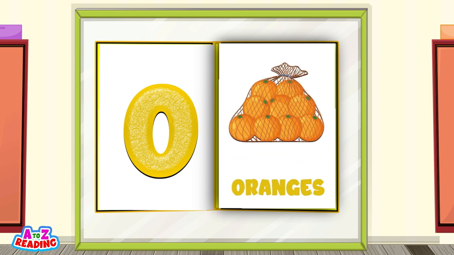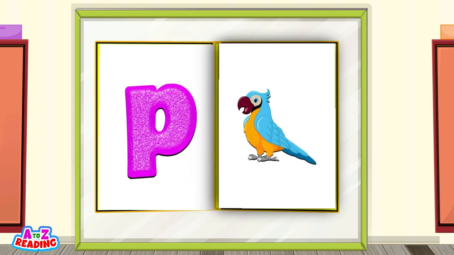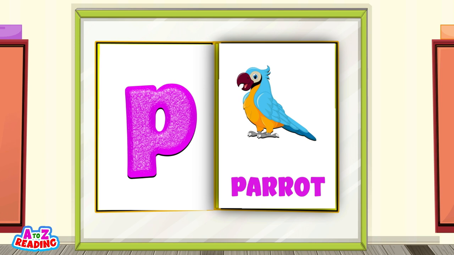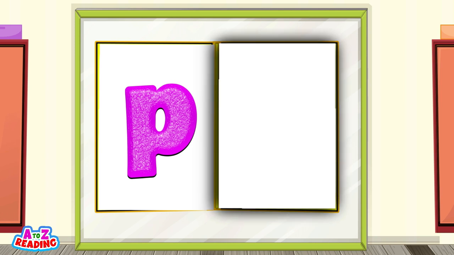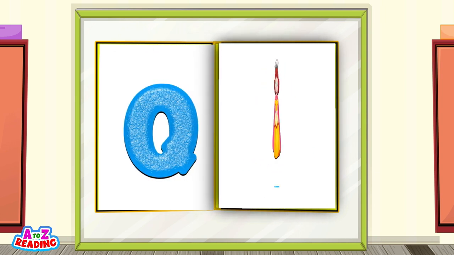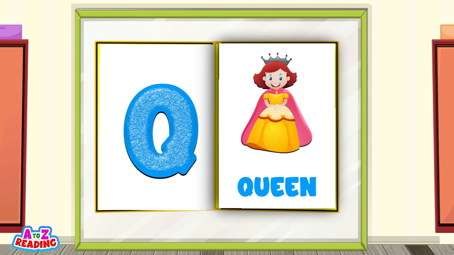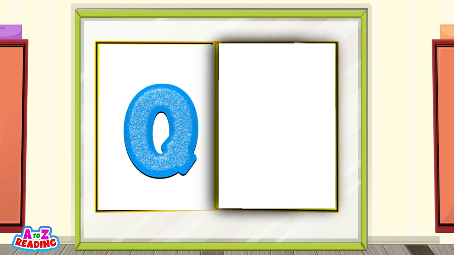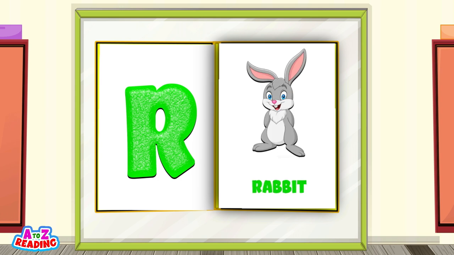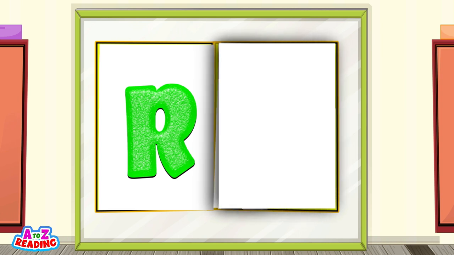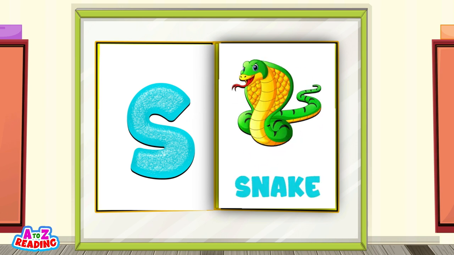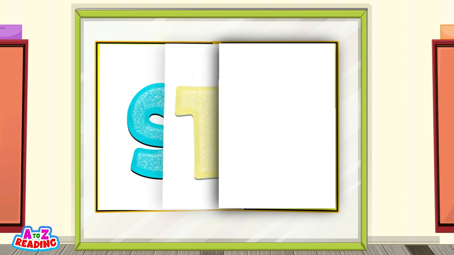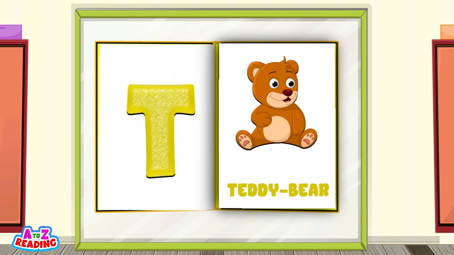O is for oranges. P is for parrot. Q is for queen. R is for rabbit. S is for snake. T is for teddy bear.